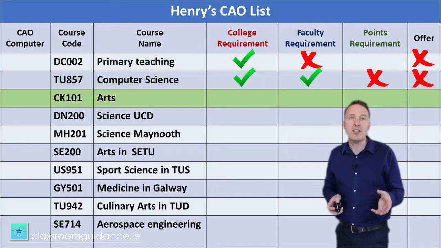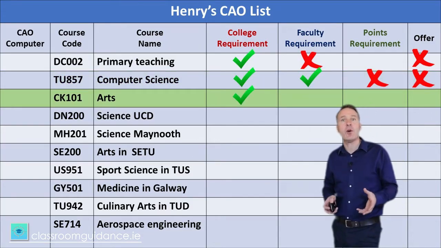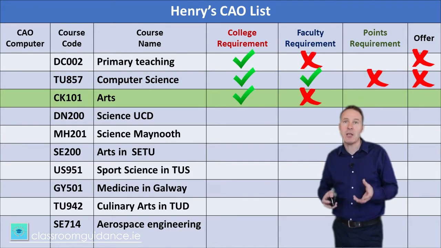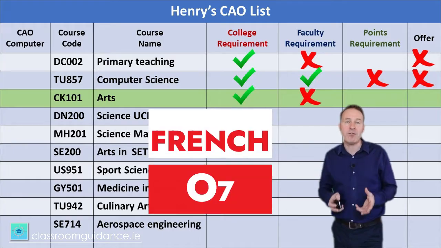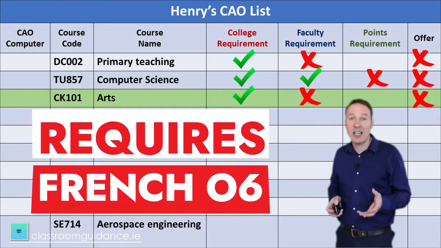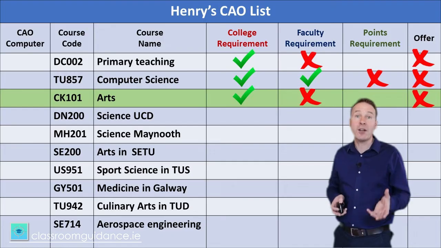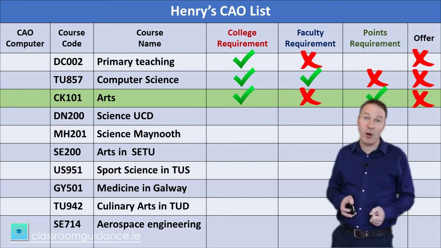Choice number 3, arts in UCC. He gets the college requirements, but not the faculty requirements because he got an O7 in French. UCC require an O6 in a third language, therefore no offer given, even though he had the points requirement.